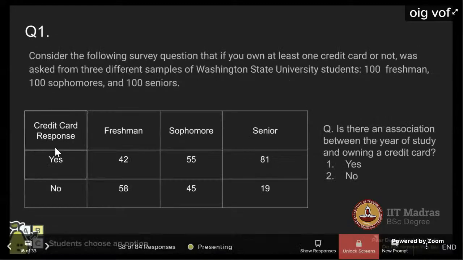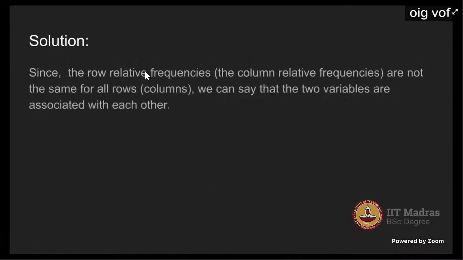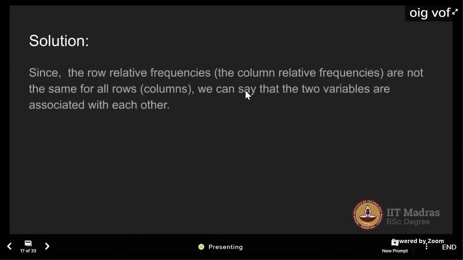See, if suppose all column relative and row relative frequencies are the same, then it doesn't matter if you are freshman, second year, or senior. I cannot tell. There is no difference whether you are on a credit card or not. Then it's not related. But if you can see that there's a difference, if you are a freshman, the chances are less that you are on a credit card. If you are in second year, there is about a 50-50 chance. If you are a senior, there are high chances. So you can see that these 2 variables are related to each other, because the row relative frequencies are different. That's how you can calculate it. The row or column relative will both give the same answer. Then we say that the variables are associated with each other.